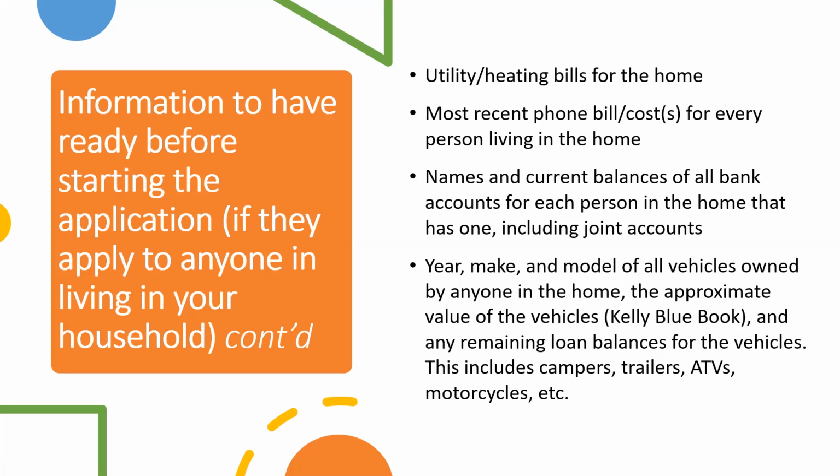You'll need the year, make, and model of all vehicles owned by anyone in the home, their approximate value. You can use Kelley Blue Book or NADA guides, and any remaining loan balances for those vehicles. These include campers, trailers, ATVs, motorcycles, etc.